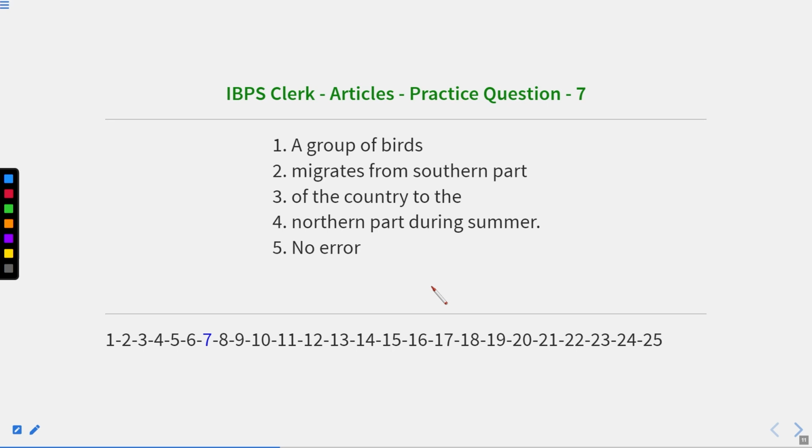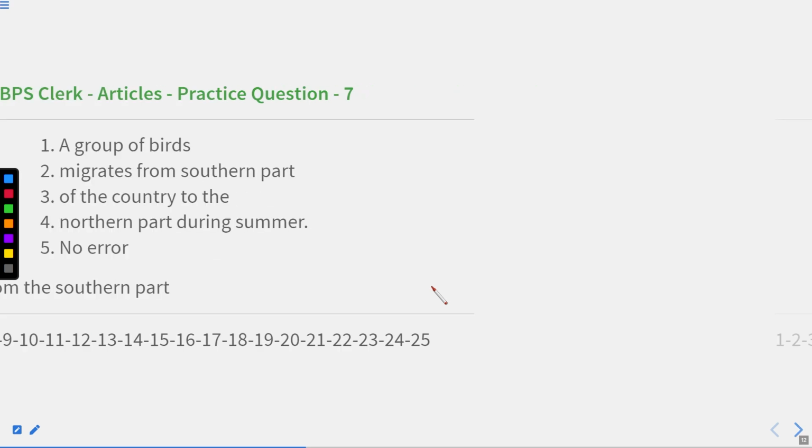A group of birds migrates from southern part of the country to the northern part during summer. Now whenever we write east, west, north, south, it means the directions, we need to write "the" before them. But if we have words like southern, northern, eastern, western, we need to write "the" before it if it is accompanied by a word like part or the country. But if it is followed by a word like India, we need no article. But here we need an article, so it should be from the southern part during summer. So the correct sentence will be, a group of birds migrates from the southern part of the country to the northern part during summer. Now let us move to the next one.